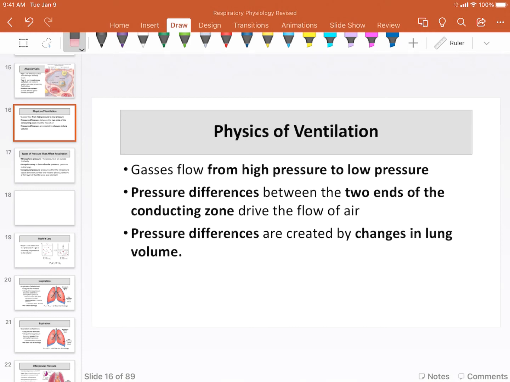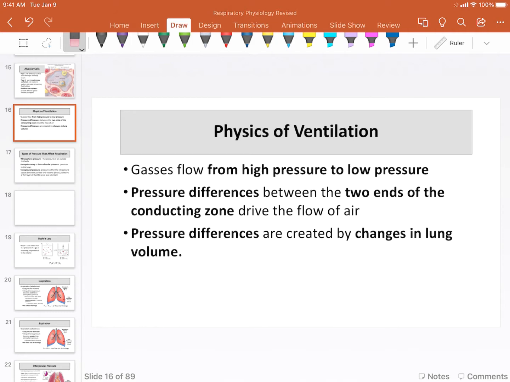Okay, let's talk about the physics of ventilation. Recall that the definition of ventilation in this case is airflow into and out of the lungs. If we're dealing with alveolar ventilation, we're referring to airflow into and out of the alveoli. Regardless of whether we're talking about the total lung compartment or just the alveolar compartment, the physics are the same.